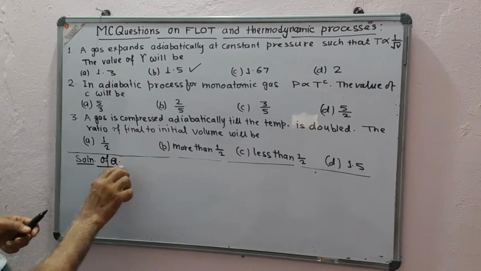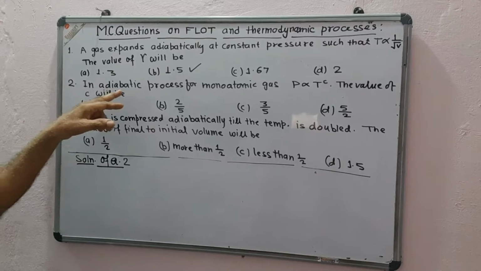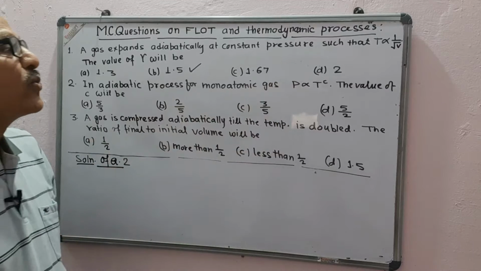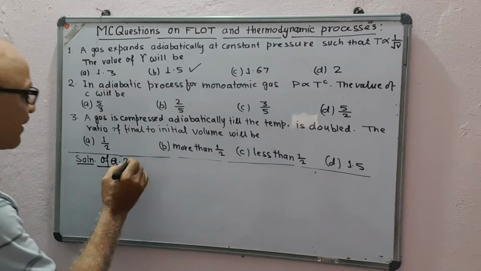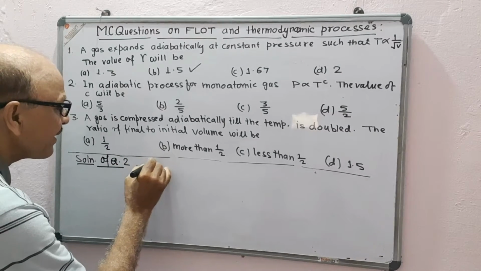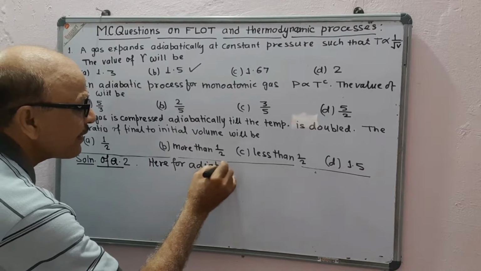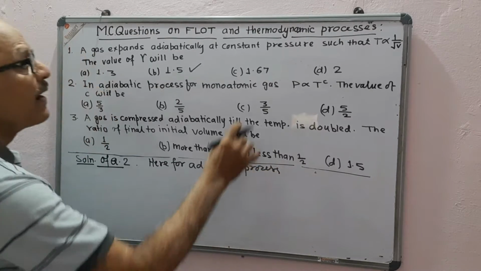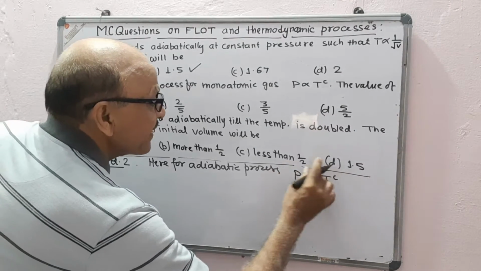Solution to question number 2. Question number 2 is: in an adiabatic process for a monoatomic gas, P is directly proportional to T power C, then the value of C will be. Here, for an adiabatic process, P is proportional to T power C.